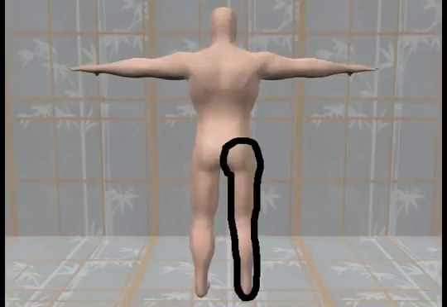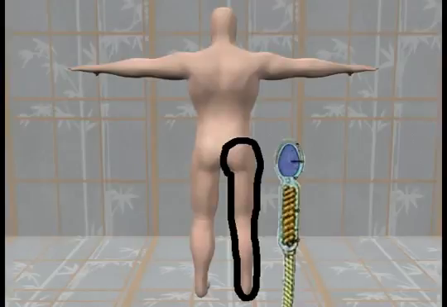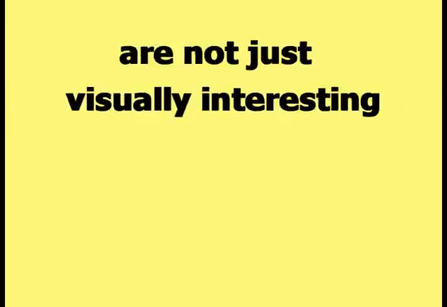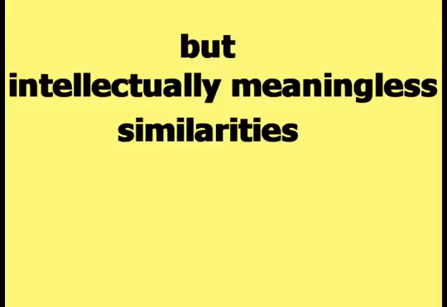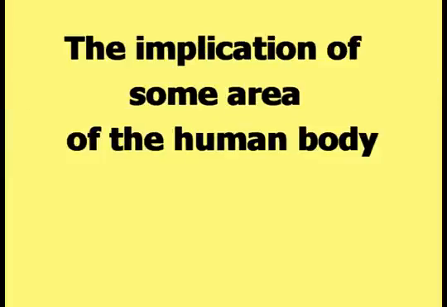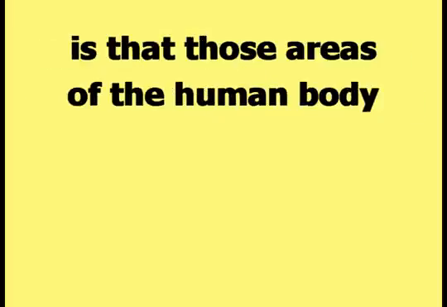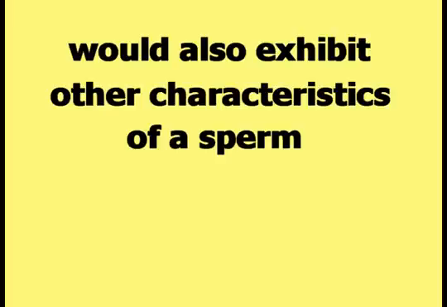If an outline is drawn around one of the legs and the same side buttock, the shape that is created is also similar to the shape of a sperm. The similarities of shape between the human body and a sperm are not just visually interesting, but intellectually meaningful similarities. The implication of some area of the human body having a shape similar to the shape of a sperm is that those areas of the human body would also exhibit other characteristics of a sperm.